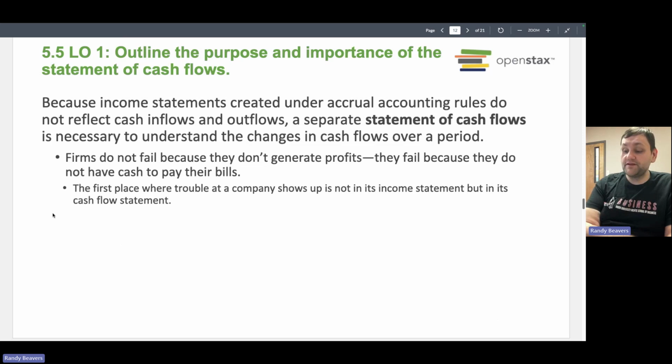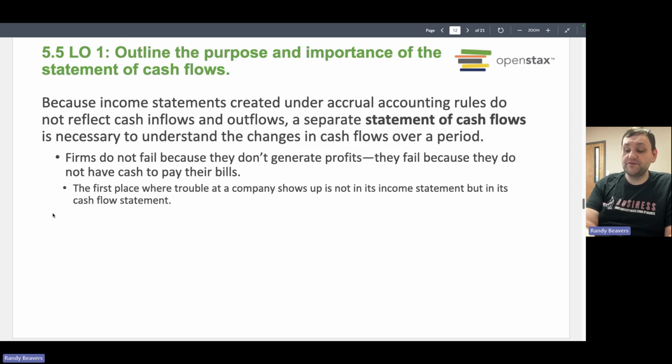The first place where trouble at a company shows up is not in its income statement, but in its cash flow statement. The first line of a statement of cash flows is the starting cash balance for the year, whereas the very last line of the statement is the ending cash balance. So we're trying to reconcile what happened with cash and how it moved throughout the company over that period of time. The statement of cash flows is asking the question: explain how the beginning cash balance became the ending cash balance by showing where cash flowed in and where cash flowed out.